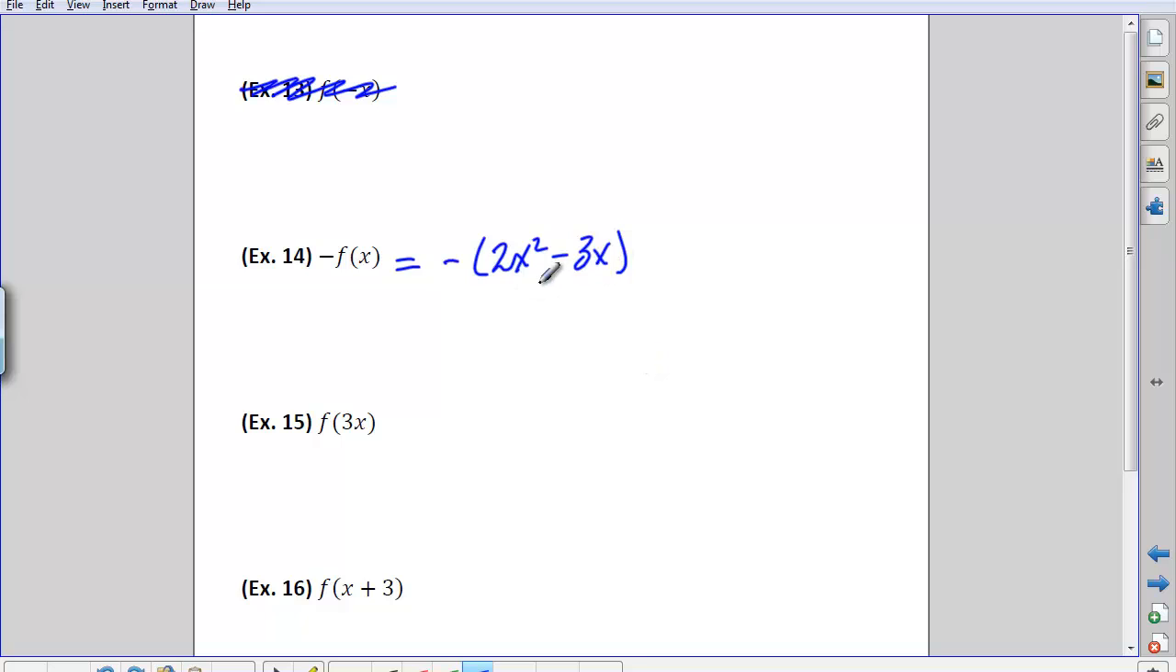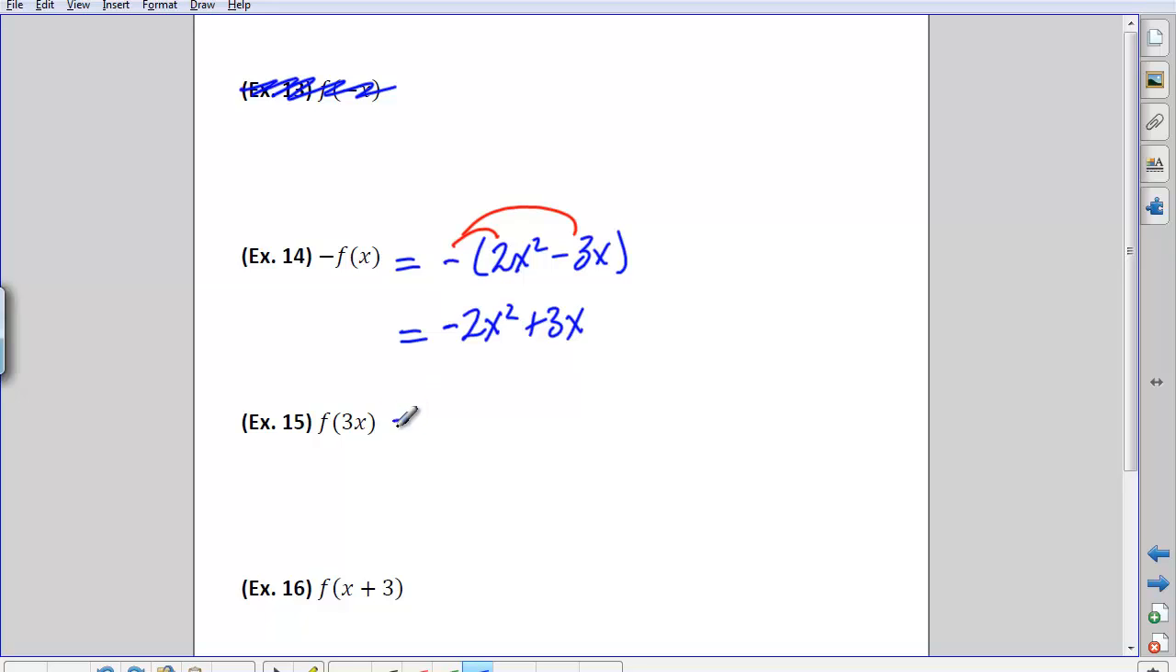Notice the whole thing in parentheses with a negative sign out front. And again, you can distribute that negative sign. You get negative 2x squared plus 3x. Just flips those signs around.